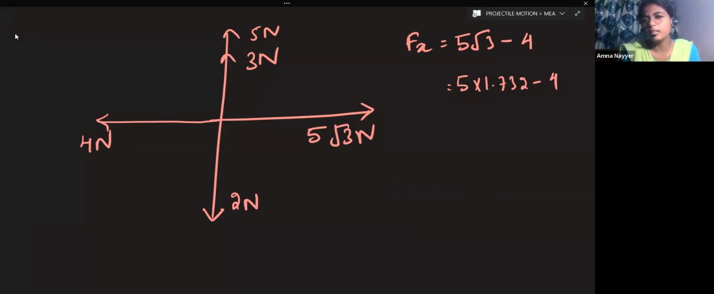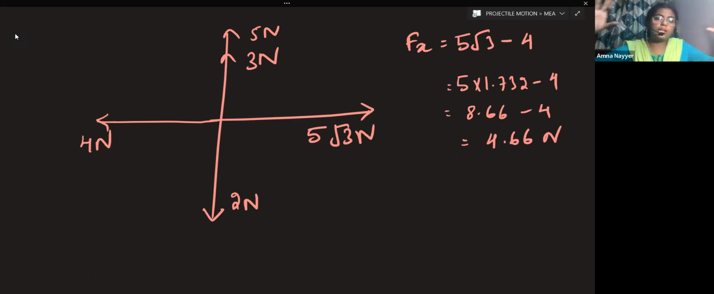Around 8.6? Just check once. What's the exact value you're getting? So this will be 4.66. Fine. So approximately 5 Newton only, but 4.66 Newton you're getting. So this is the force along the x-axis now.